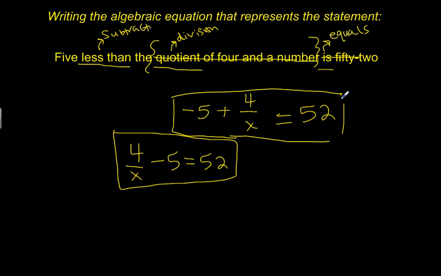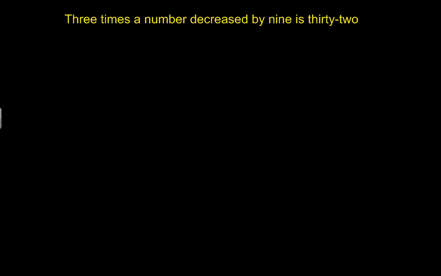So either one of these answers would be correct. So let's try one more. I have one over here. We have 3 times a number decreased by 9 is 32. So let's pick out our action words here. So we have 3 times a number decreased by 9 is 32.